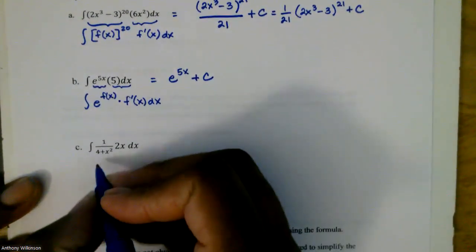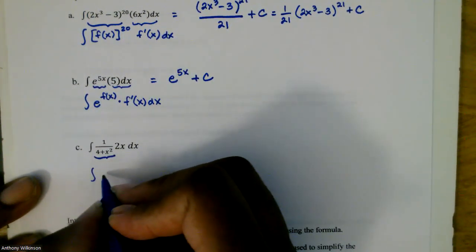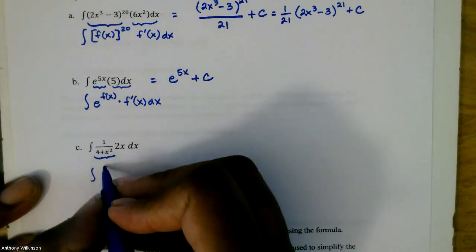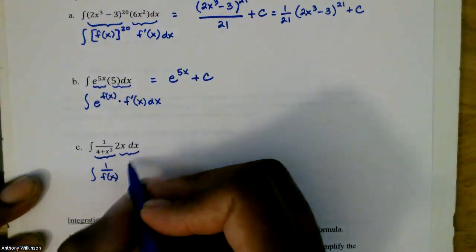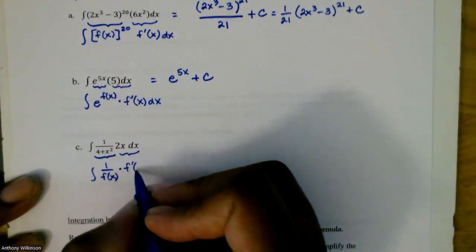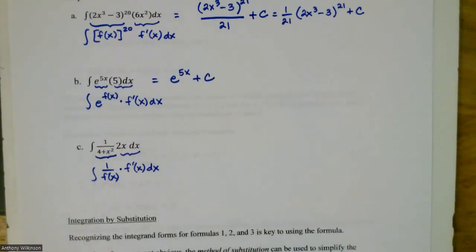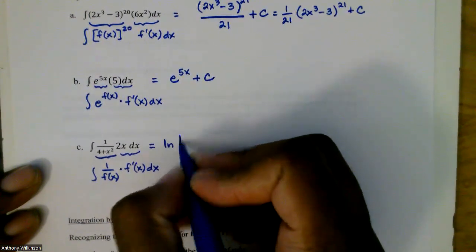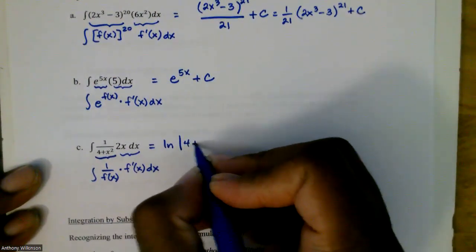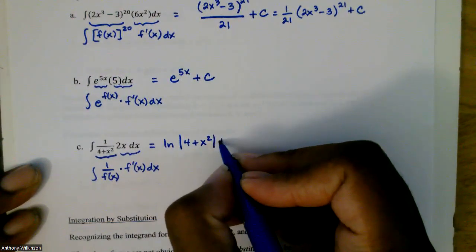Now let's think about this here for a moment. This 1 over 4 plus x squared, that's the integral of, in this case, 1 over f of x. And then the 2x dx would be f prime of x dx. And that's because if I take the derivative of 4 plus x squared, I would get 2x. So that means this will be the natural log of the absolute value of 4 plus x squared plus c.